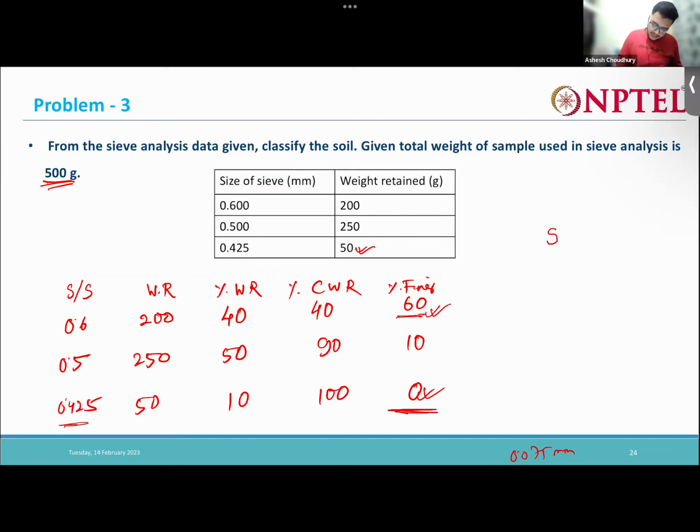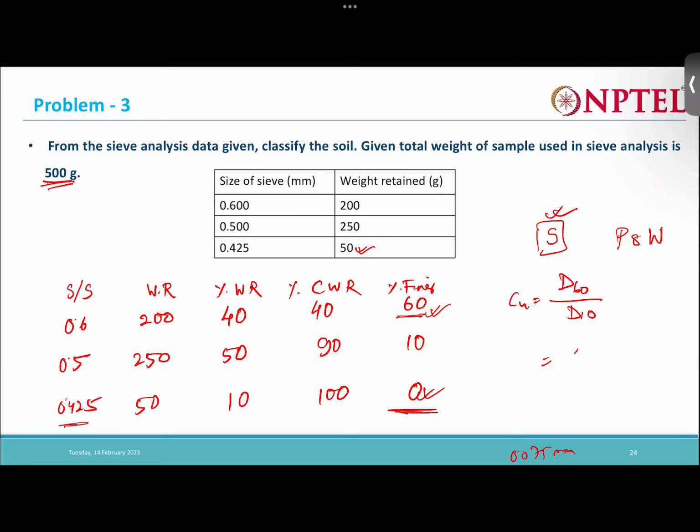Now you need to tell if the sand is poorly graded or well graded. Okay, the sand is confirmed. Now you need to tell poorly graded or well graded. For that, what do you need to do again? You need to determine the CU and CC. So let us determine the CU. CU is my D60 by D10. So please tell me what is D60? 0.6. Correct. And what is D10?